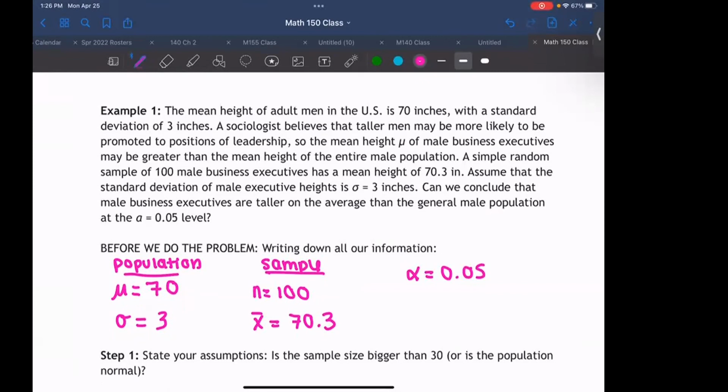So what we've done is we just tabulated everything down, so we don't have to go back in the question and look for everything later on in the question. Okay, so let's put this into perspective here.